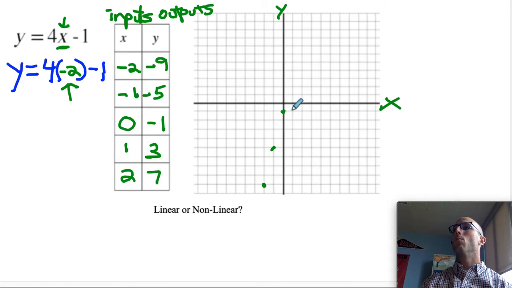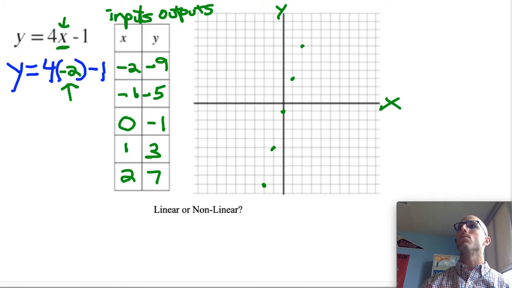Okay. 1, 3, so 1, and then 3 is positive, so I go up. 2, 7, over 2, up, 5, 6, 7. There we go, and that's all there is to it. So I took those points generated from my table by plugging them into the function, and I plotted them on the graph. All right. So now I can think about linear and nonlinear.